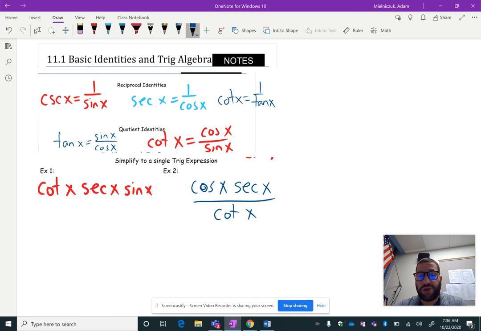We also have quotient identities, meaning that tan x can be turned into the ratio sine x over cosine x, and cotangent x is the inverse of that, meaning it's cosine x over sine x. So you don't need to memorize those, but you do need to know where you can go to reference them, top of this page, okay? And we're going to use them to simplify a single trig expression. So simplify means to break it down as much as possible.